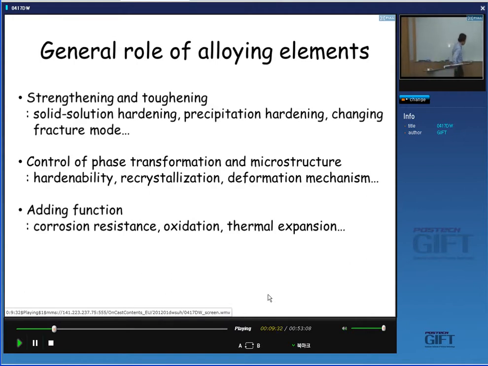So, in usual cases, it is very rare to use the iron carbon alloy system for engineering purposes. Instead of those kinds of binary systems, we use lots of alloying elements like manganese, chromium, and many other things. Even though we use those kinds of alloying elements, the purpose of the alloying can be categorized into these three items.